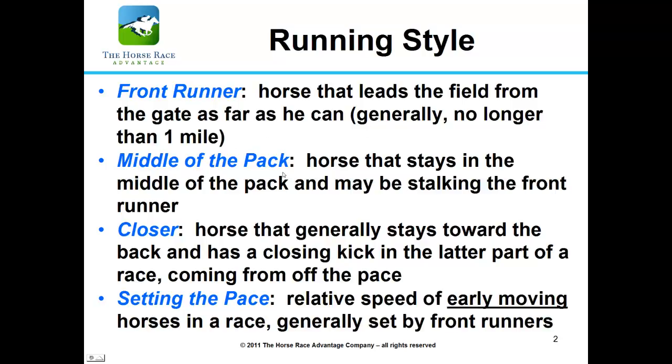The middle of the pack horse is the one that stays in the middle of the pack and generally stalks the front runner. And then the closer is the horse that comes from behind and normally comes out of the gate slowly, but makes up the distance as he goes along, and by the time that he enters the stretch, he should be fairly close to the front. Setting the pace is the relative speed of the early movers in a race, and they are generally set by the front runners.